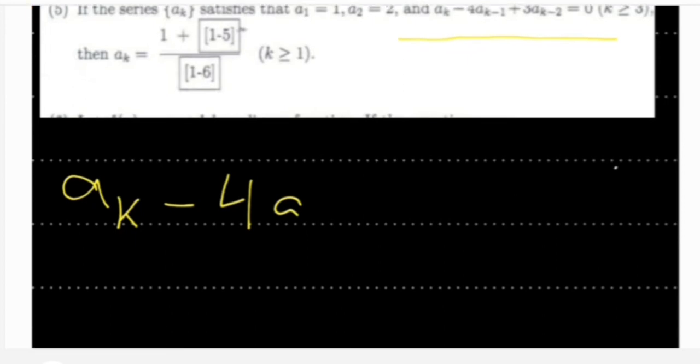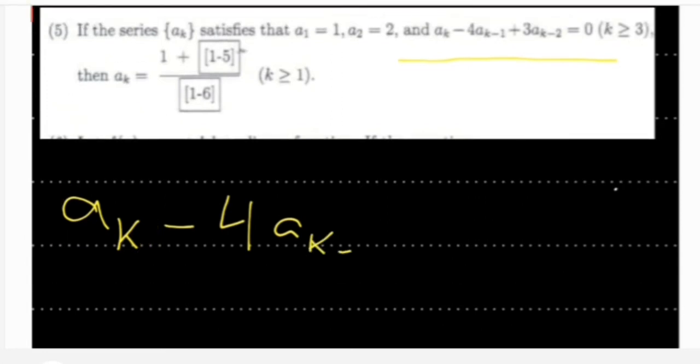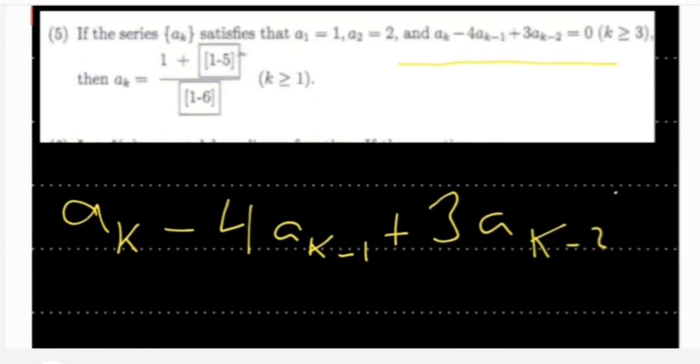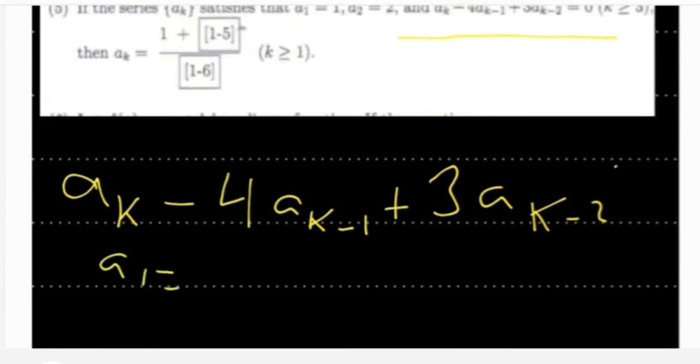So look, in a first order recurrence, you only need to know the number that comes before the one that you want to know. So let's say you want to know a_k. If it depended only on a_(k-1), this would be a first degree recurrence, but it depends also on another number, the second number that comes before it. So what does this mean? And he tells you that a1 is equal to 1 and a2 is equal to 2.